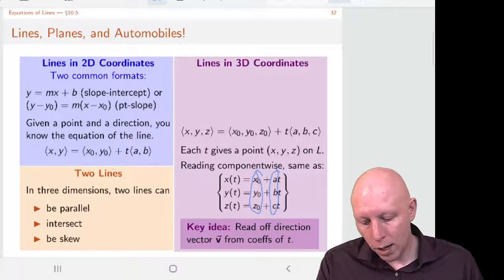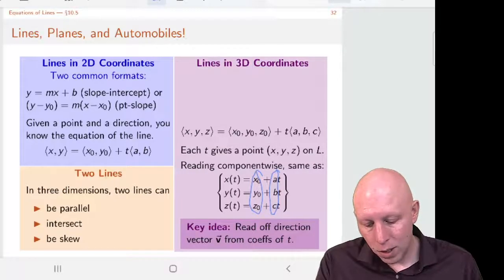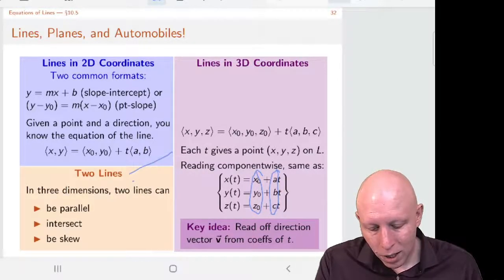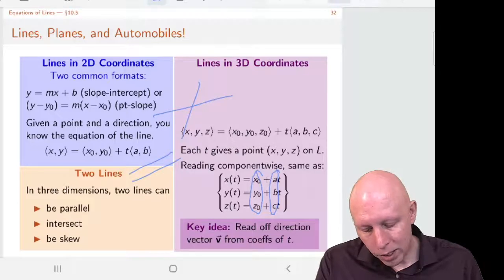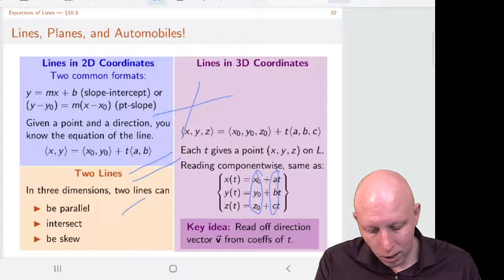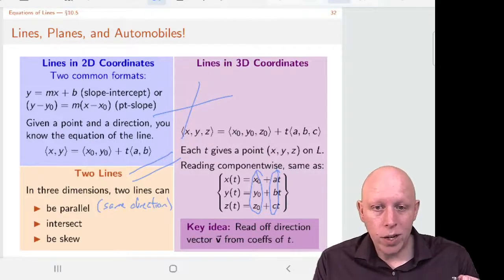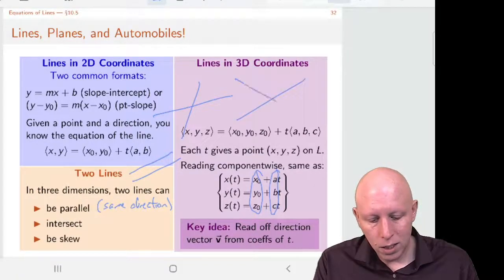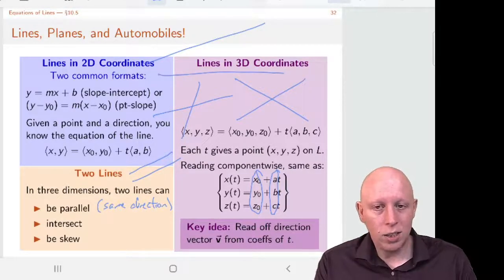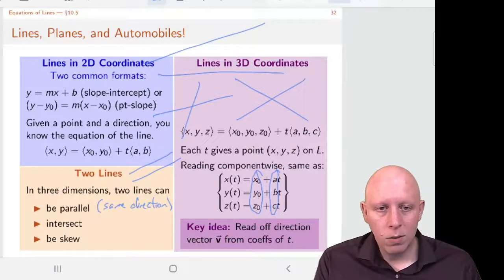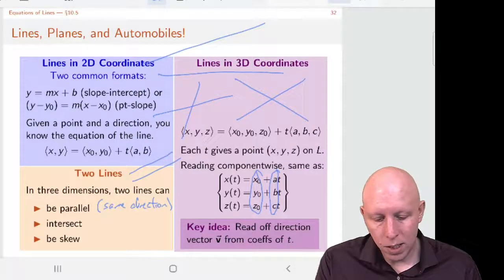So let's first talk about if you're in two dimensions, your lines can either be parallel or they can intersect. But in three dimensions, your lines can still be parallel, right? So what would that mean to be parallel? It means they have the same direction. But if they don't have the same direction, they can either intersect or one can pass over the other and they can just never meet. So let's see if we can characterize that.